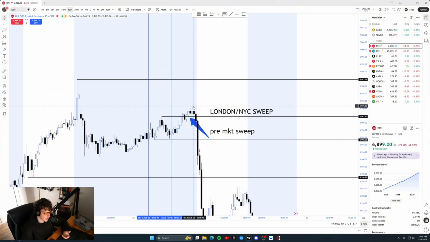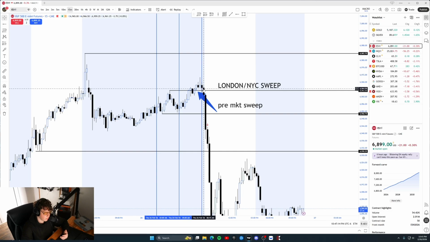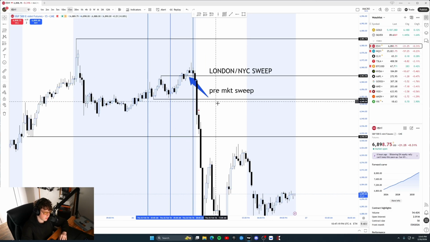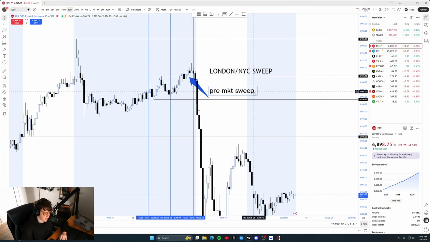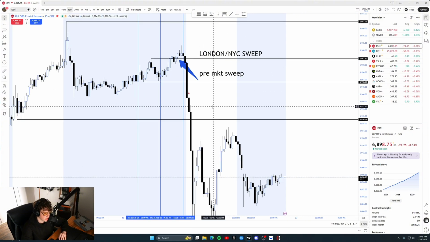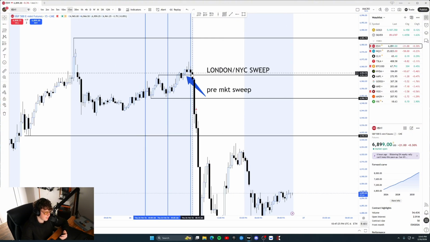So I swept here via London session, via pre-market right here. It swept the high, it took out the liquidity, it pretty much filled those orders up here. And then we get another sweep via the London session lows, and then the pre-market sweep happened. So try not to get confused, but there were one, two, and three sweeps.